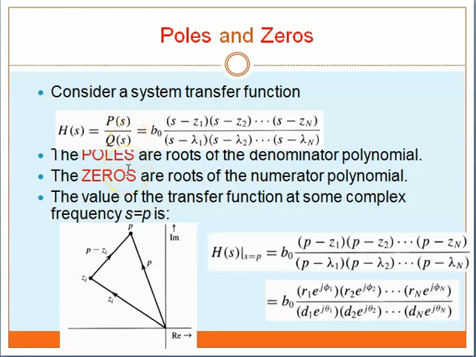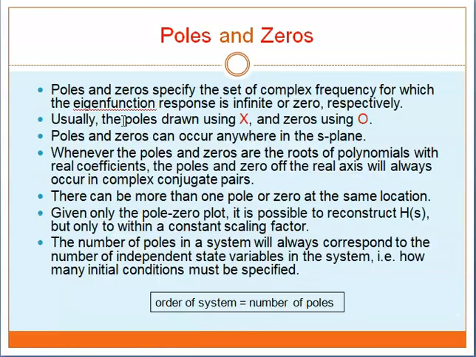Poles are the roots of the denominator polynomial, so the one at the bottom here would be the poles. And the zeros are roots of the numerator polynomial, which is on top. Poles and zeros specify the set of complex frequencies for which the eigenvalue response is infinite or zero, respectively.